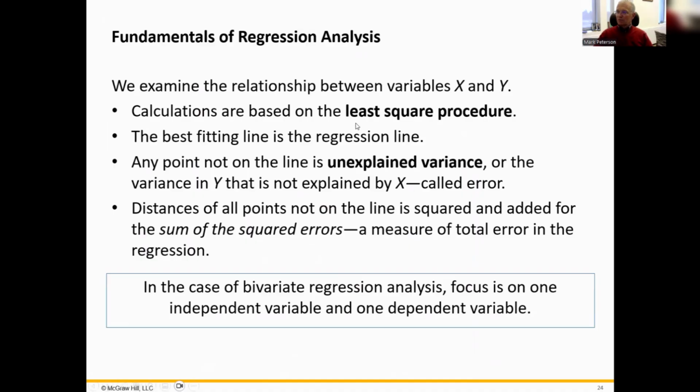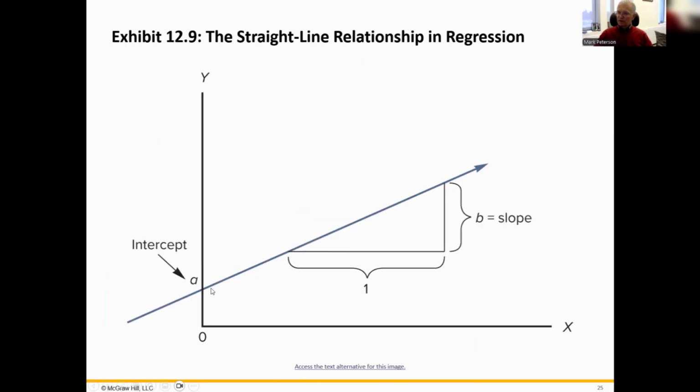So we're looking at a least squares procedure and trying to take into account unexplained variance. So we're trying to fit this line here, and it's the regression line through a cloud of points.